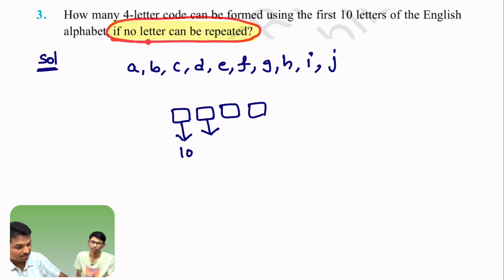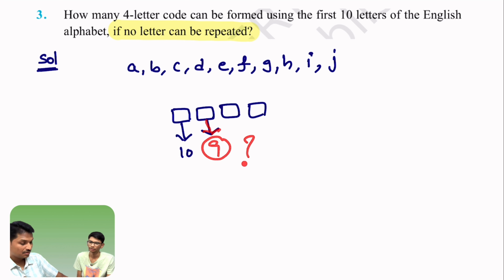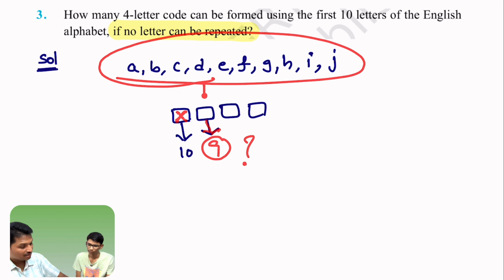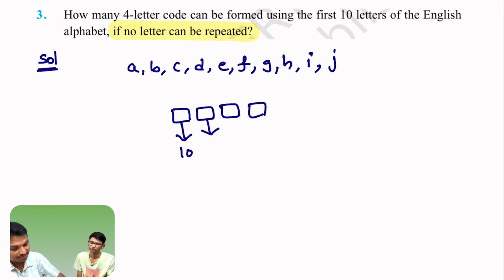Repetition is not allowed. What are those 9 ways? Excluding the first letter that we have written in the first box. Whatever letter you wrote in the first box, excluding that letter, a total of 9 letters are remaining. The second box can be filled with any one of those 9 letters in 9 ways. Very good. Next, it can be filled in 8 ways. Next, 7 ways.